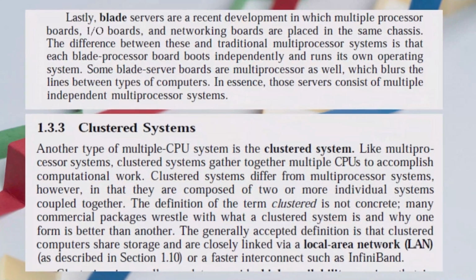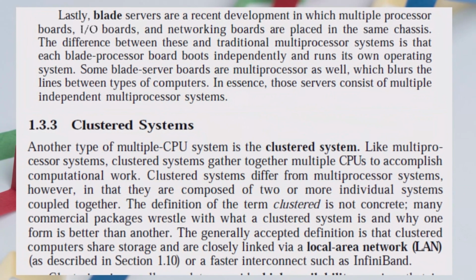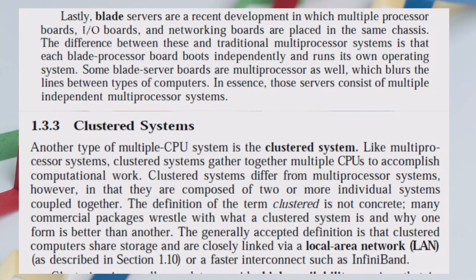Lastly, blade servers are a recent development in which multiprocessor boards, input-output boards, and networking boards are placed in the same chassis. The difference between these and traditional multiprocessor systems is that each blade processor board boots independently and runs its own operating system. Some blade server boards are multiprocessor as well, which blurs the lines between types of computers. In essence, these servers consist of independent multiprocessor systems.